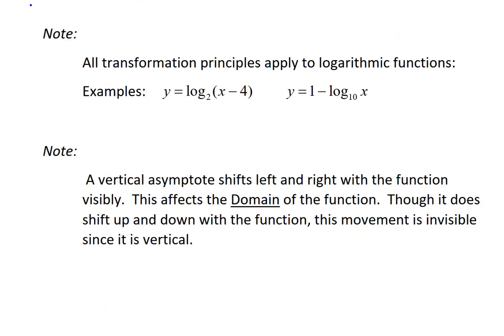Also note that all transformation principles, which we've done now with various functions, apply to logarithmic functions. For example, if I had y equals log base 2 of x minus 4, then the minus 4 that we see grouped in with the x would actually shift the graph to the right by 4 units, as we've been seeing with transformations by now. We know that would happen with other various graphs, and when we see a log graph, it's no different.